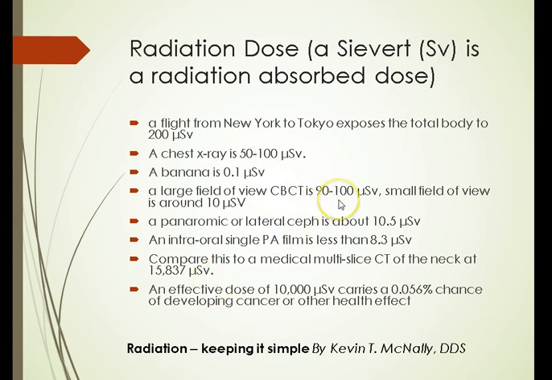The one we're going to do in our office is about 100, and what they already have in our medical office would be about 15,000. There's not much that's statistically making any difference, especially when studies show that an effective dose of more than 10,000 can have a risk of only 0.056% chance of developing cancer or any other health issues. So even at 10,000, the chances are less than half of 1%.